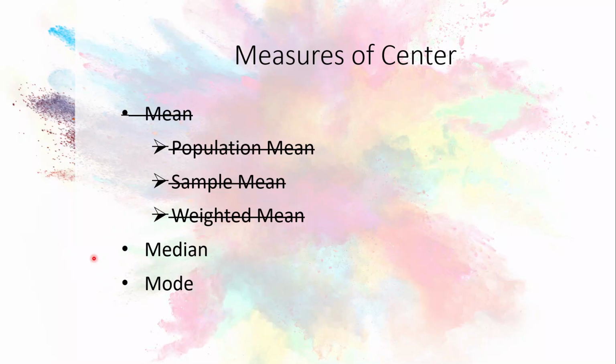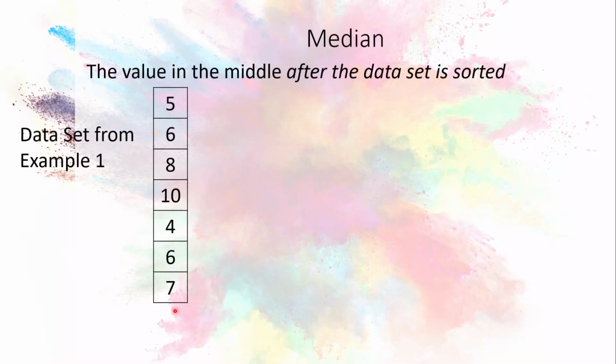Now the short answer is this. The median is always the number in the middle after the data is sorted. The mode is always the number or numbers that repeat the most often. Of course, there's a little bit more to it when we get into that, but that's basically the gist. So let's get started with the median.